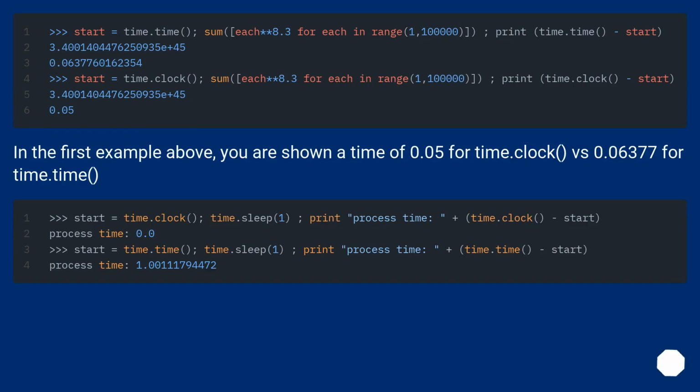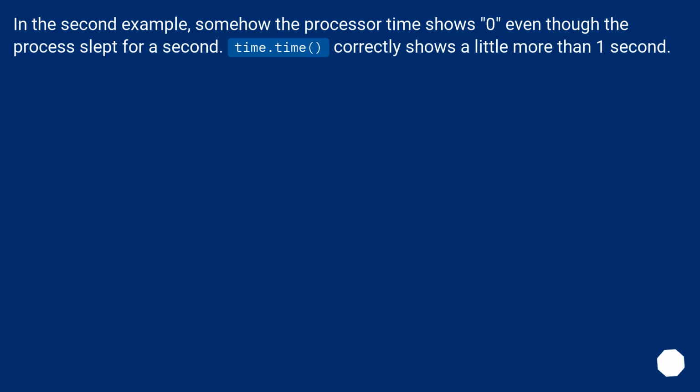In the first example above, you are shown a time of 0.05 for time.clock versus 0.06377 for time.time. In the second example, somehow the processor time shows 0 even though the process slept for a second. Time.time correctly shows a little more than 1 second.